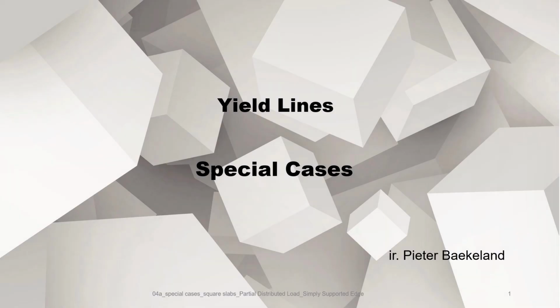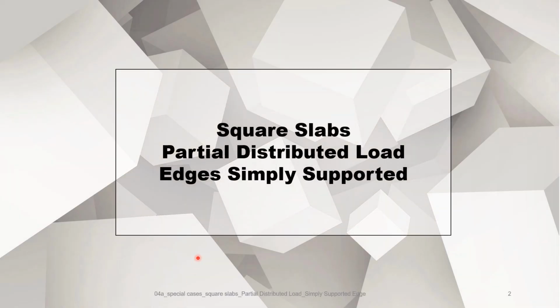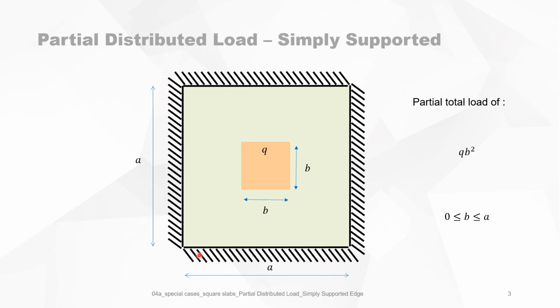Yield lines, special cases. This video will deal with square slabs with a partial distributed load, and the edges are simply supported. So we have here a slab, simply supported, with a dimension of A, and the load is equal to Q times B squared, and B is between 0, of course, and A. When B is A, the slab is fully loaded.